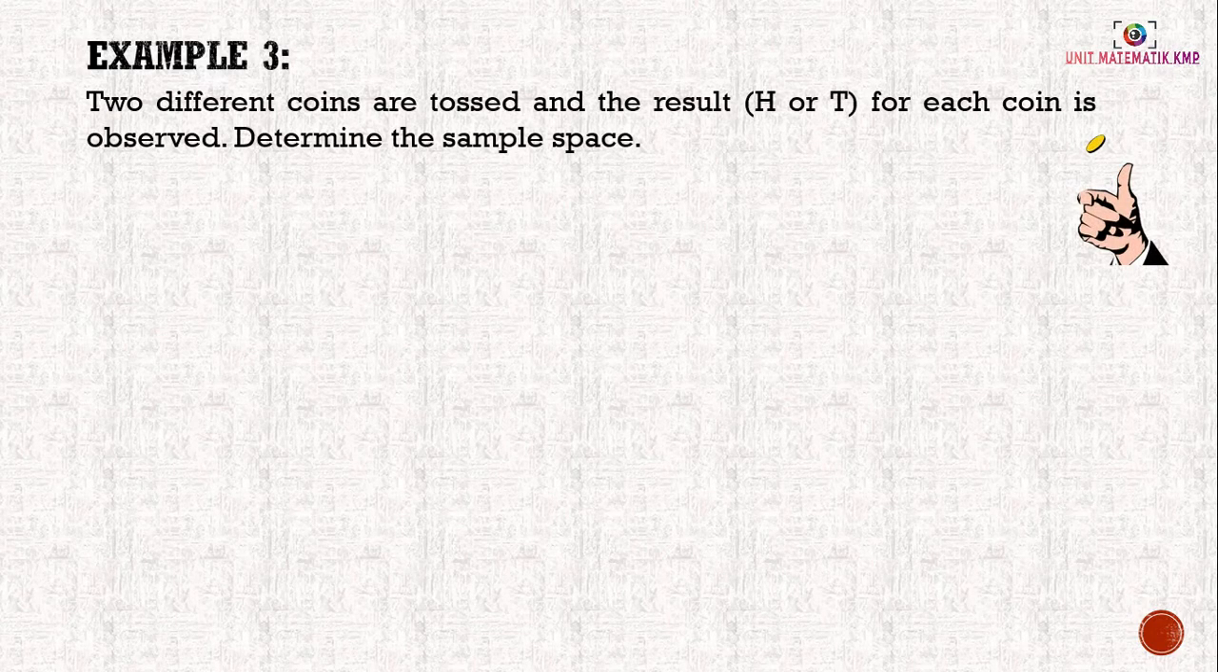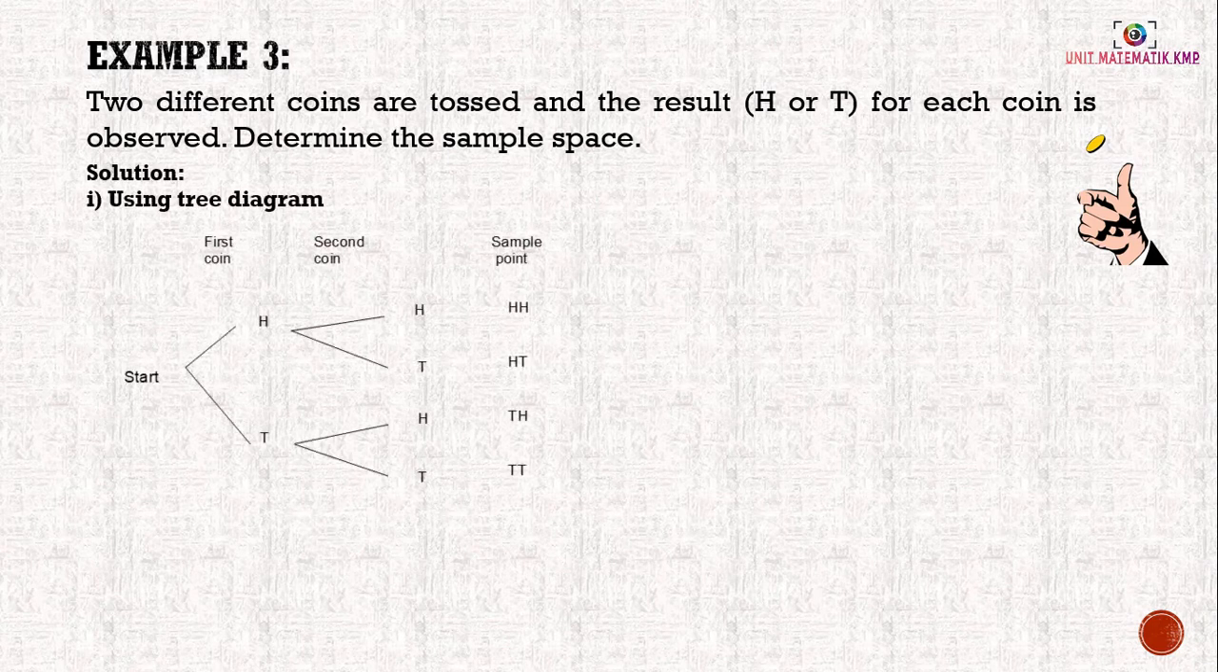Example 3. Okay, 2 different coins are tossed, and the result H or T for each coin is observed. So we want to determine the sample space. Okay, solution by using a tree diagram. So this is the tree diagram.